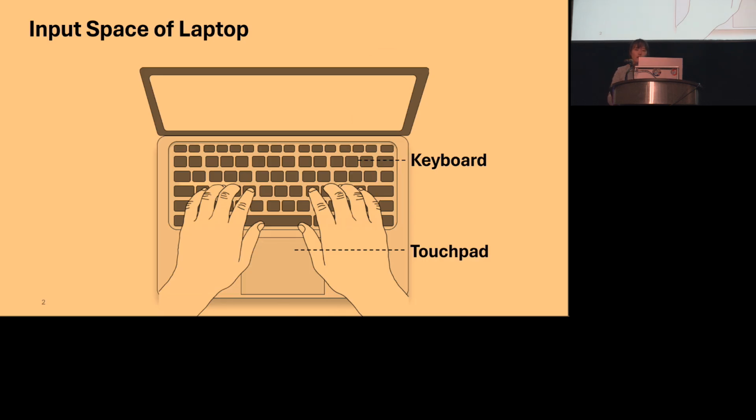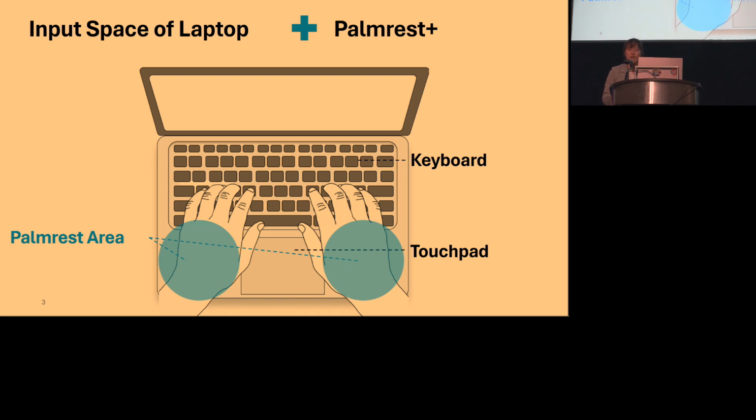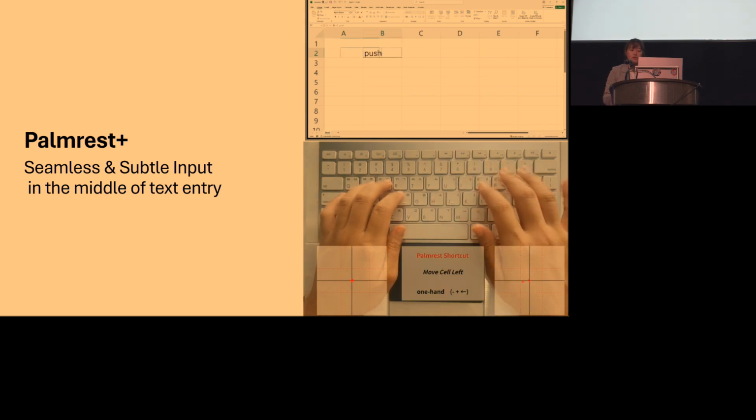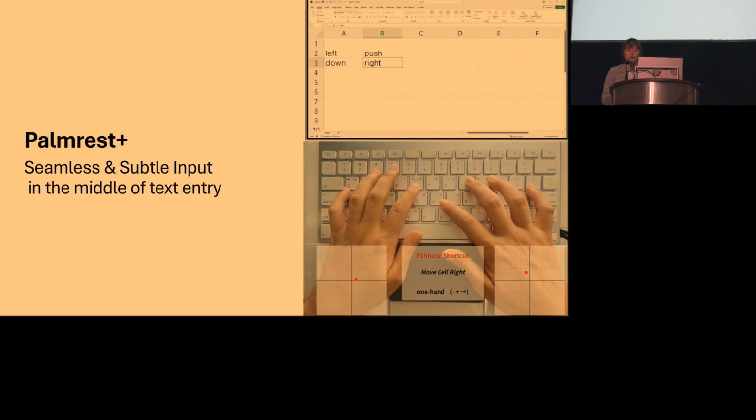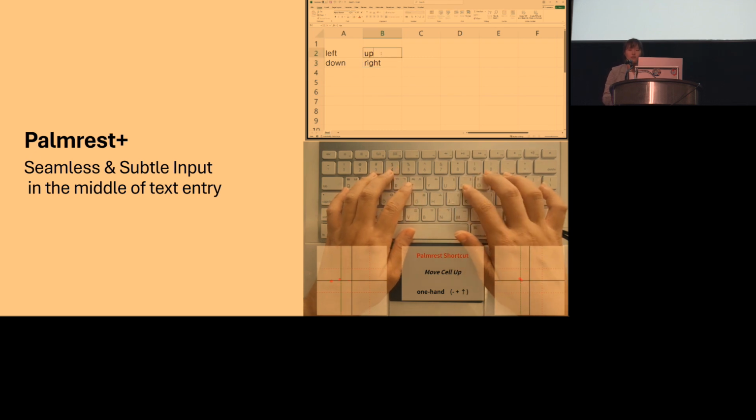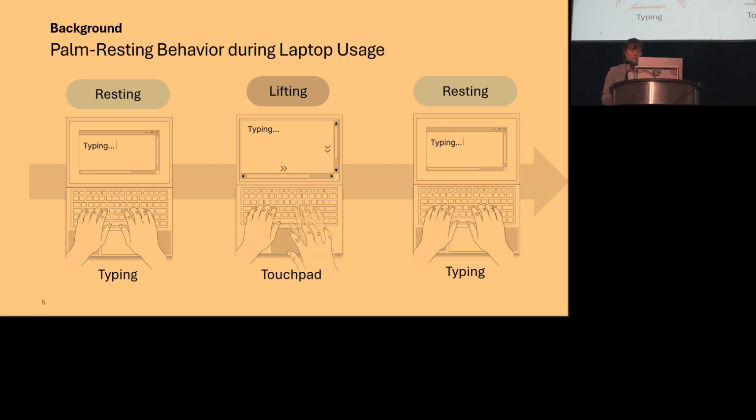Laptops have been widely used for decades, and their standard design has remained unchanged, with the reliance on the touchpad and a keyboard for user input. In the meantime, the palmrest areas are typically in contact with the user's palm during keyboard typing, and this offers a promising opportunity for supplementary input space. So in this work, we propose Palmrest Plus, an input space for seamless and rapid input on the laptop in the middle of text entry.